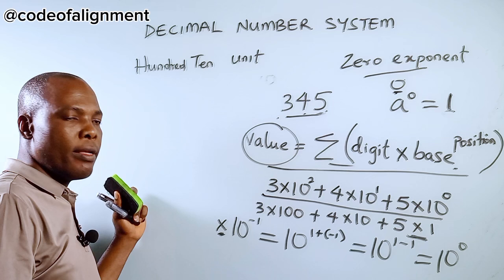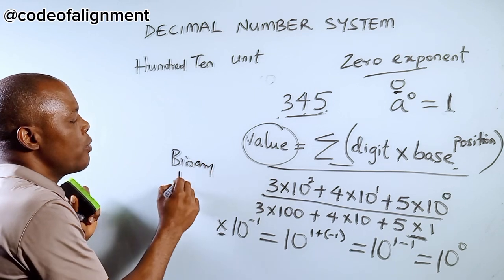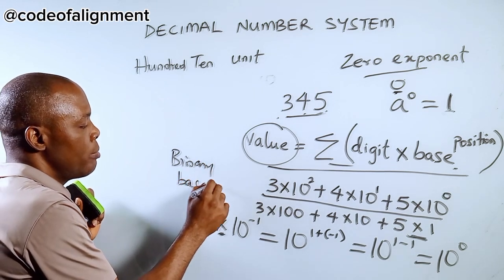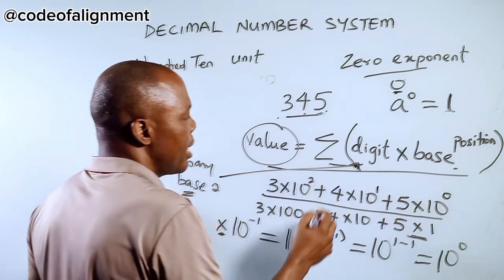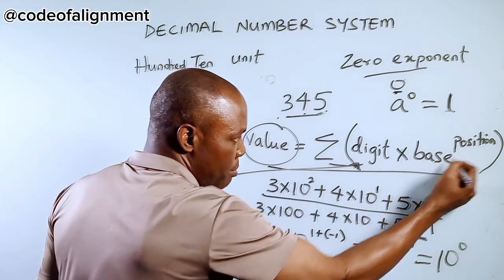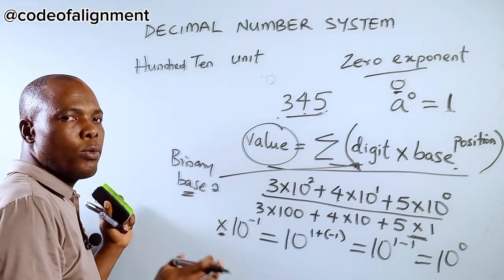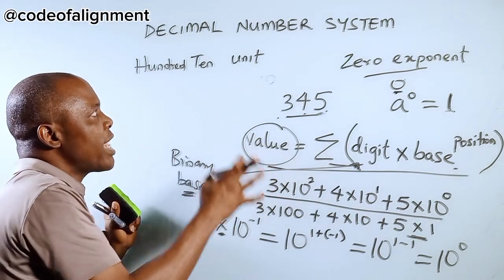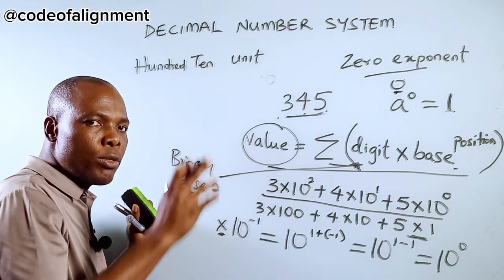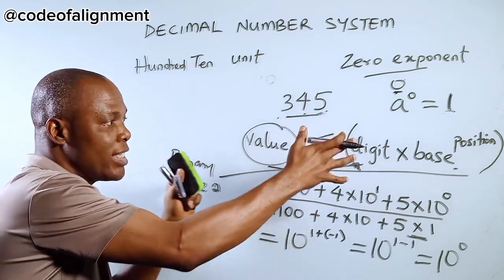Even if you use binary, which is base 2, this equation still stands. This position and base is the same thing and will still give you the same output. So I'm only using this class to teach you decimal. The next class, I'll teach you binary, and you will see that it is the same concept.